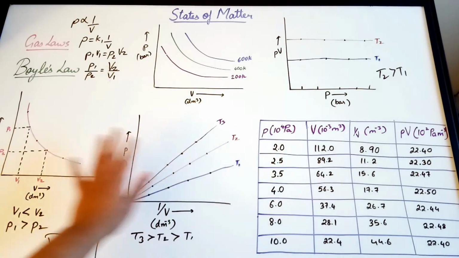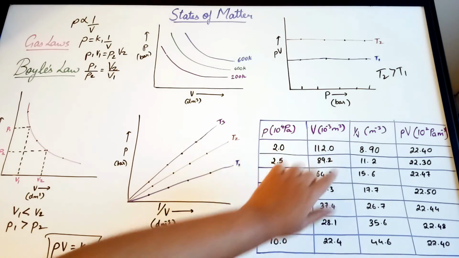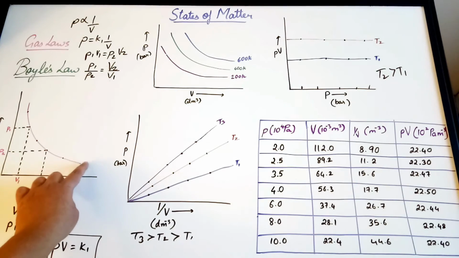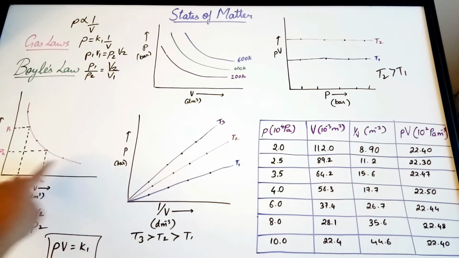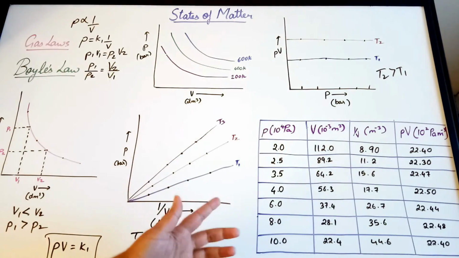So here you have 2.0 and 112. Obviously when the pressure is low, the volume is pretty high, and that is clear from this graph. Similarly, if we talk about 10.0, the volume is 22.4. So I'll assume that 10 is over here, then the volume is actually the least in that case, compared to all the other values.